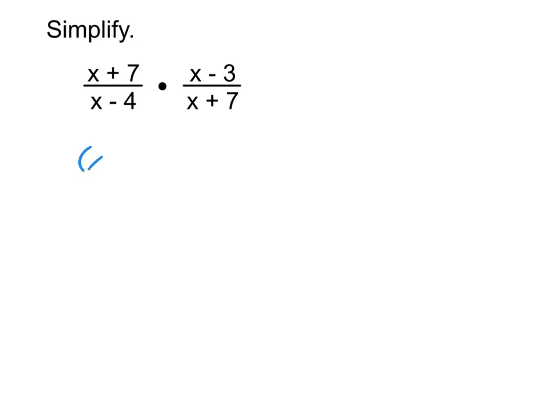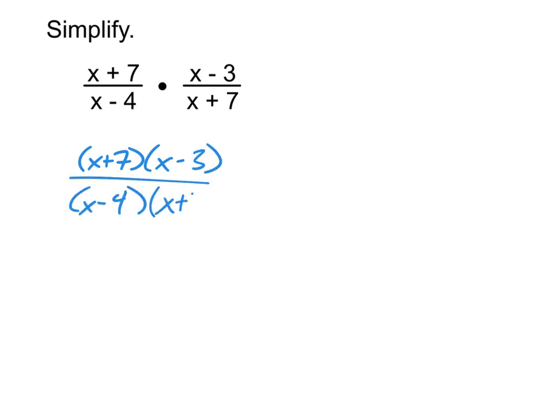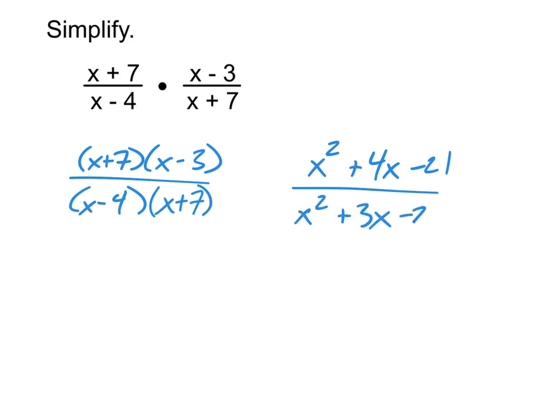I can either leave it all in factored form. So I can go x plus 7, x minus 3, all over x minus 4, x plus 7. So that's multiplying them together but leaving them in factored form. Or I can expand them out, which would give me x squared plus 4x minus 21 over x squared plus 3x minus 28. Which of those two forms looks like it's going to be more useful to us? The first?